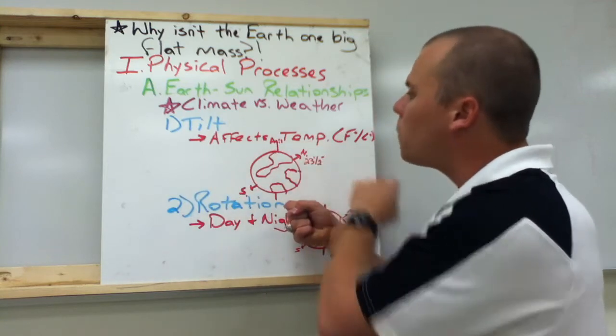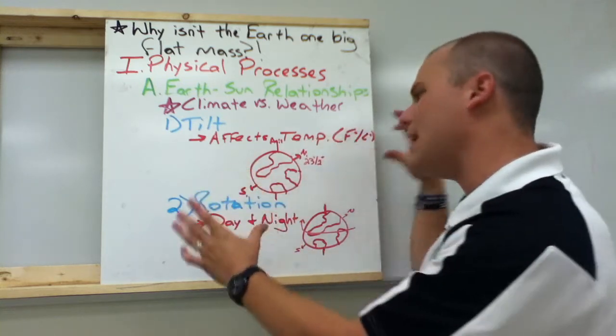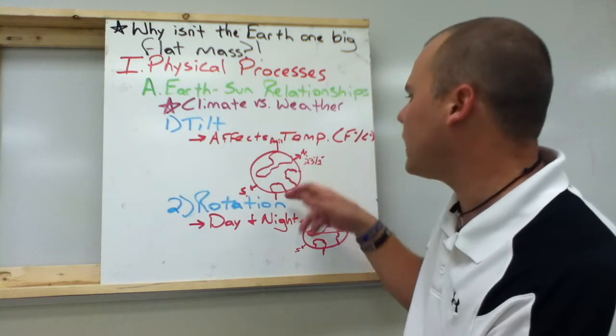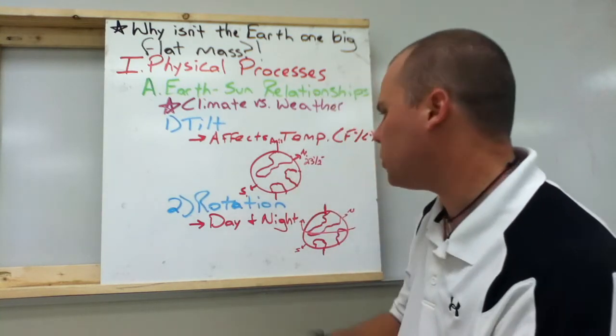This affects the temperature. Okay, the tilt does. It affects the temperature because the sun is now hitting the Earth at a different angle than it normally would. So the temperature is affected from the tilt. Fahrenheit and Celsius are two different forms of measuring temperature.